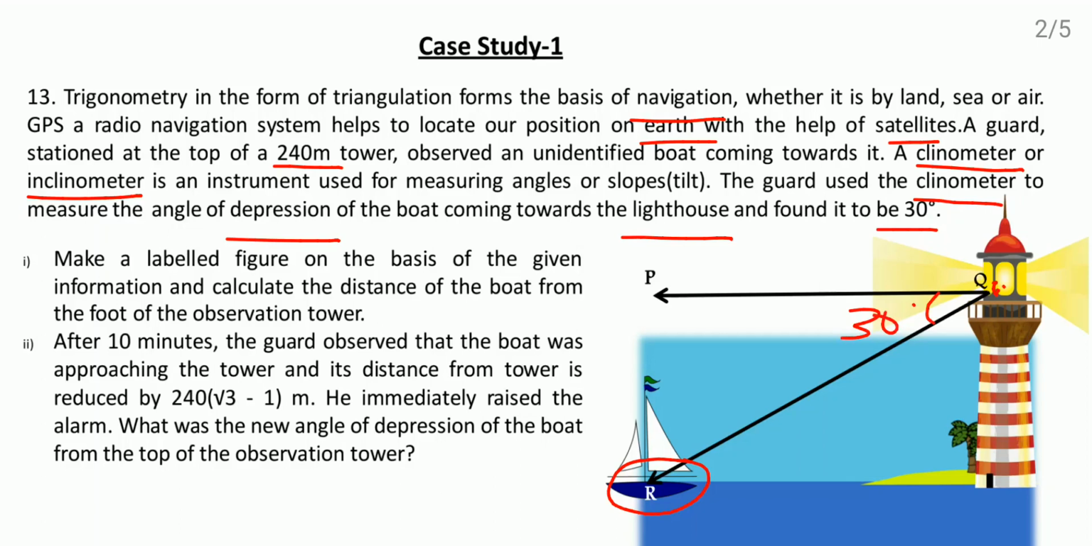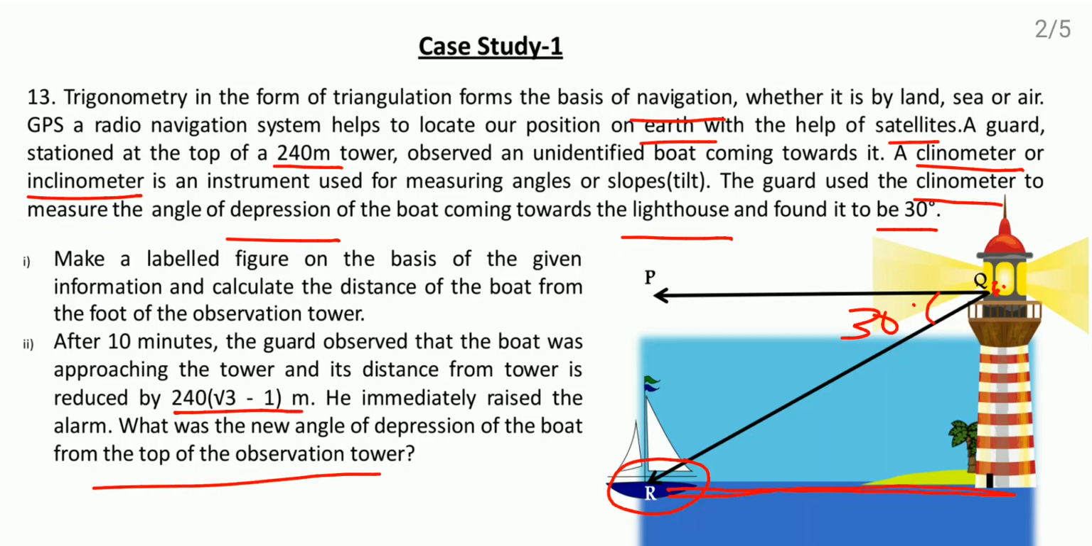Make a labelled figure on the basis of the given information and calculate the distance of the boat from the foot of the observation tower. So we need to find out this distance. Now after 10 minutes, the guard observed that the boat was approaching the tower and its distance from the tower is reduced by 240(√3 − 1) meters. He immediately raised the alarm. What was the new angle of depression of the boat from the top of the observation tower?